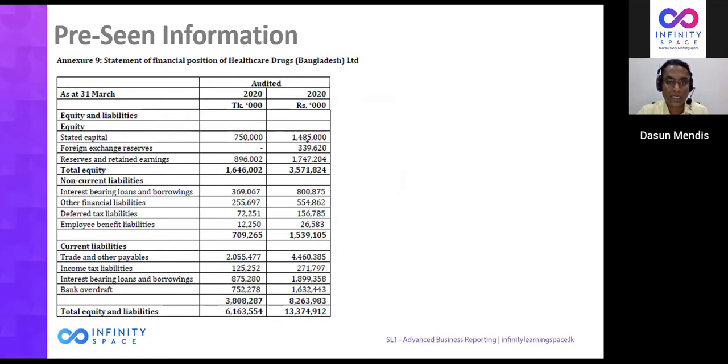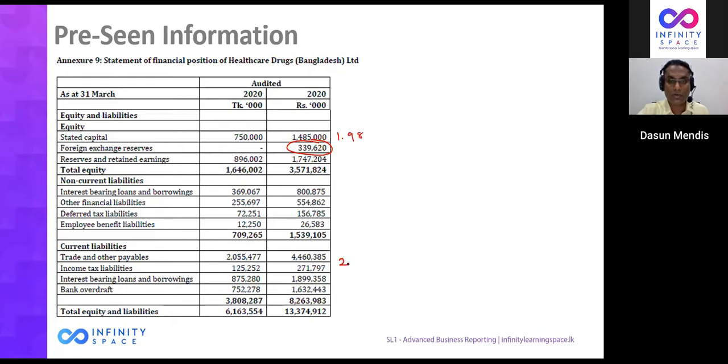Because different items are converted using different rates, an exchange reserve is created upon the conversion. An exchange difference was created upon the conversion. If you look at the stated capital, what is the conversion rate? 1,485,000 divided by 750,000. So that is 1.98 here.